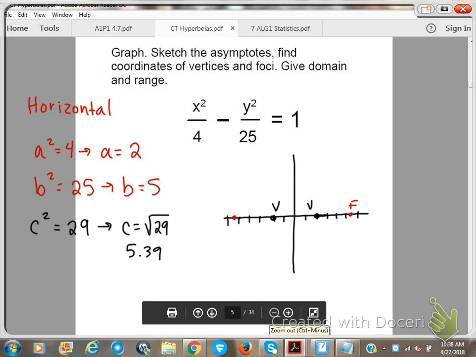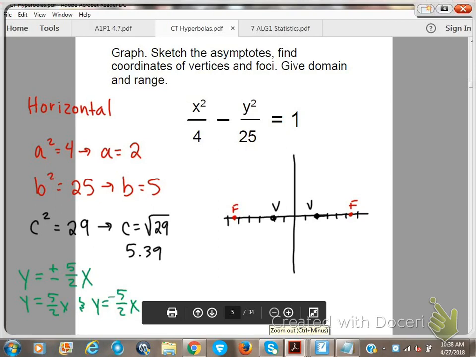and about there. Good. What do we use b for? The asymptote. Good. This one is going to have asymptotes that look like y equals plus or minus, what's my b term, over x. Good. So my asymptotes are going to be 5 over 2 x. What type of line is that? Linear. So we're going to graph two linear lines here: y equals positive 5 over 2 x and y equals negative 5 over 2 x.